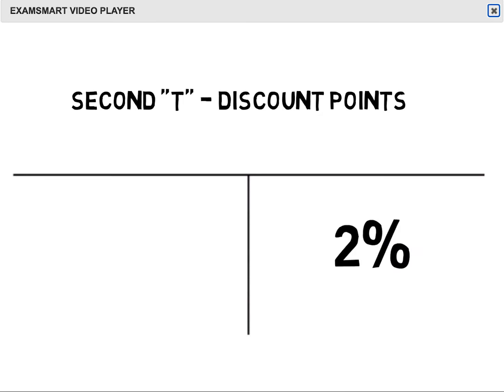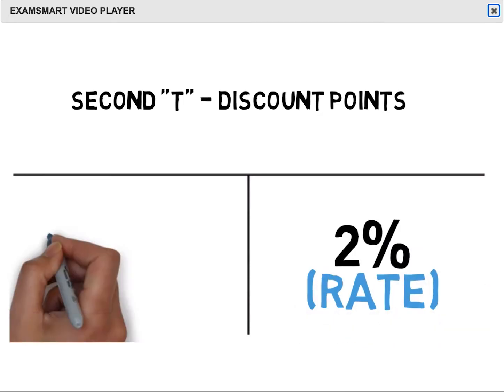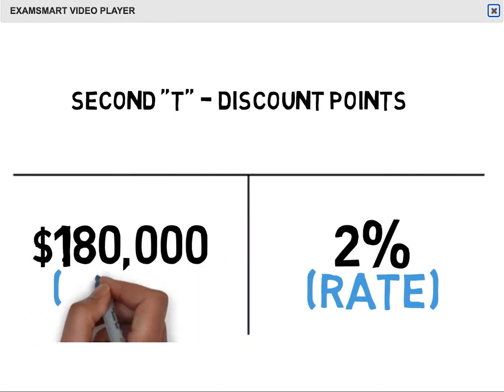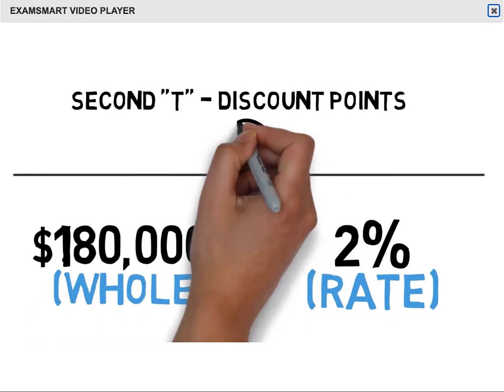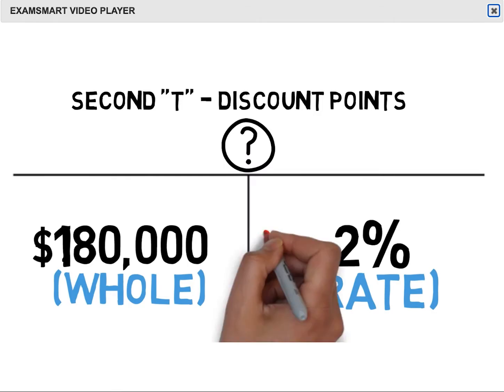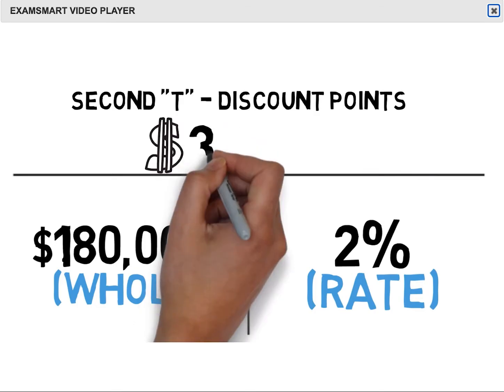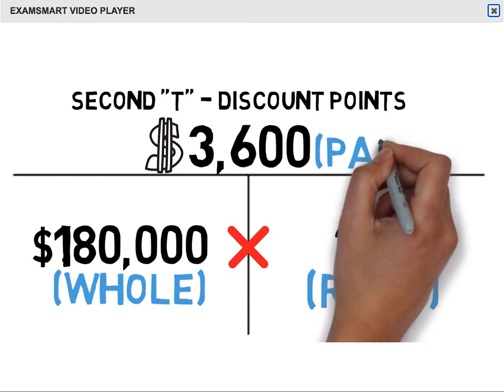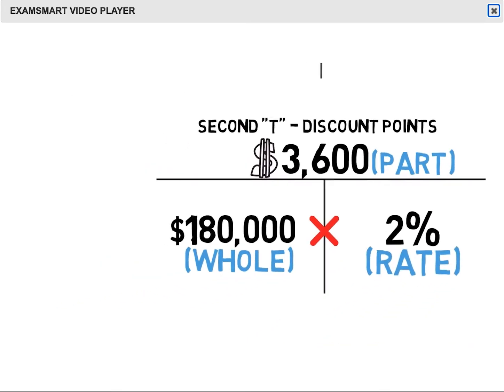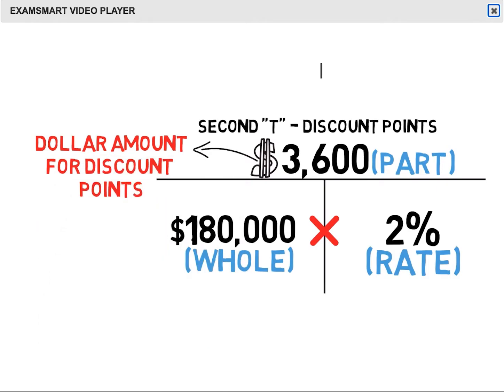2 discount points is 2%, so 2% goes in the bottom right. The loan amount of $180,000 will be the whole amount on the bottom left. So our T formula tells us to multiply straight across. We will take $180,000 times 2%, and that would give us the amount of discount points of $3,600. That would be the part, or the dollar amount, for the discount points.